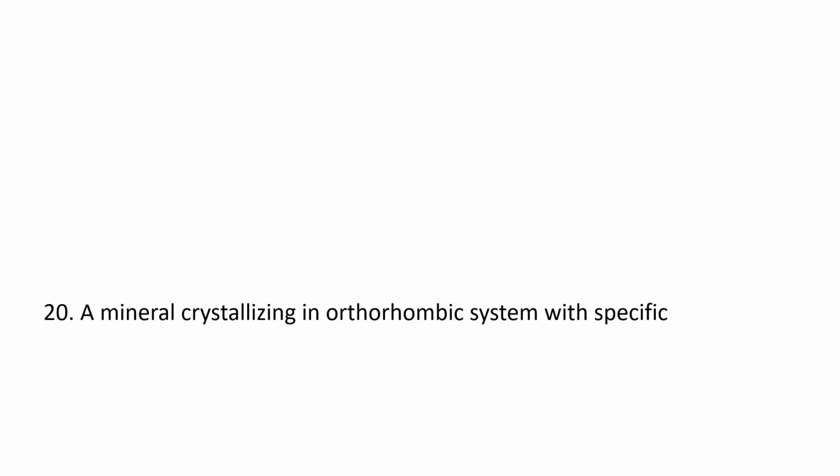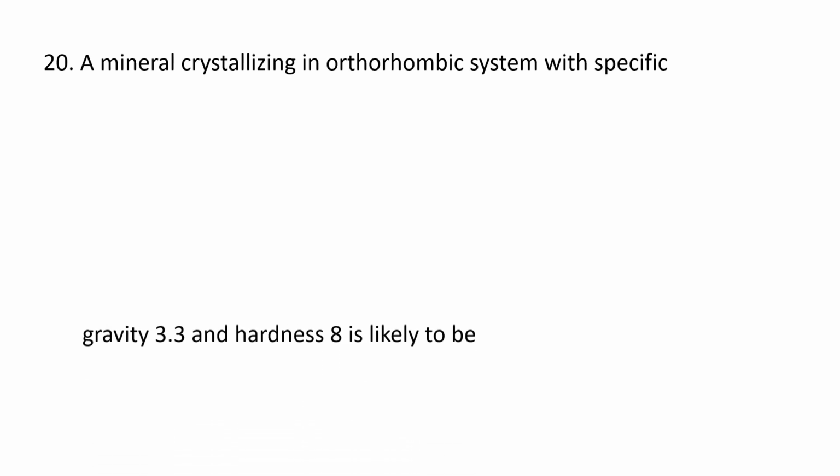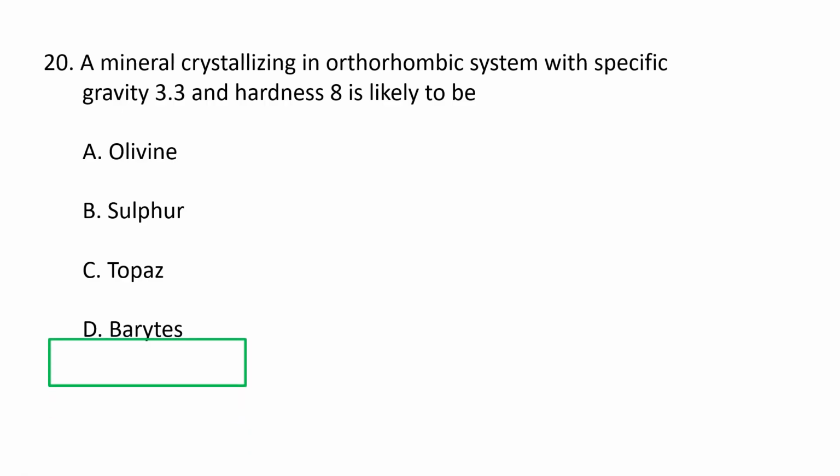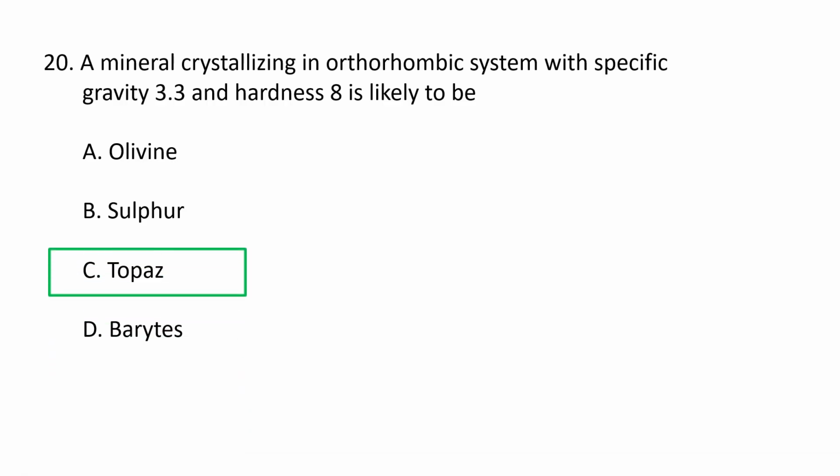Next question. A mineral crystallizing in orthorhombic system with specific gravity 3.3 and hardness 8 is likely to be A. Olivine, B. Sulfur, C. Topaz, and D. Barytes. Obviously, the option goes as C. Topaz. Topaz crystallizes in orthorhombic system with a specific gravity 3.3 and, according to the Mohs scale of hardness, it has a hardness of 8.